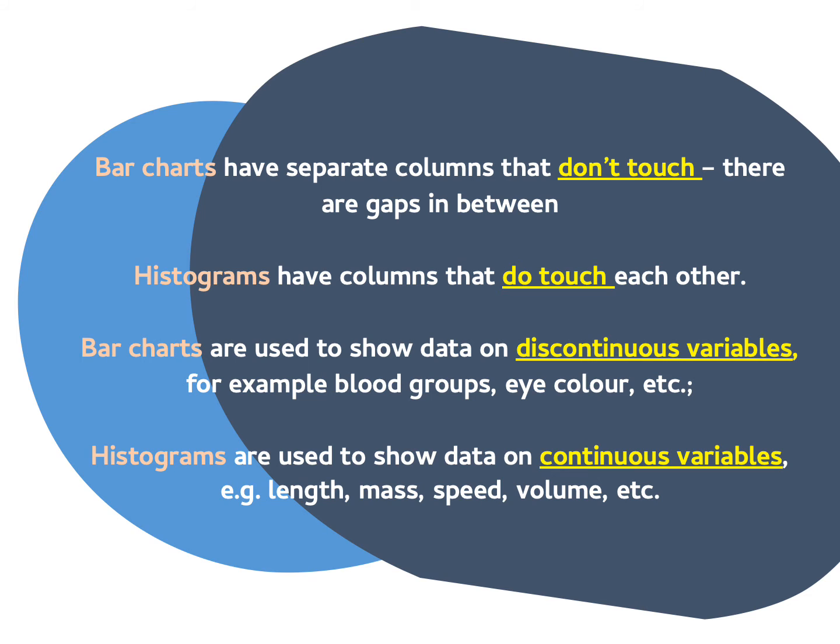A histogram has columns, but they will touch each other. A bar chart is usually used to show data on discontinuous variables, for example, blood group, eye color, and etc. A histogram is usually used to show data on continuous variables, such as length, mass, speed, and volume. However, you need to read the question carefully because they will state clearly whether you should draw a bar chart or a histogram. Now I would like to show you an example of a bar graph and a histogram.